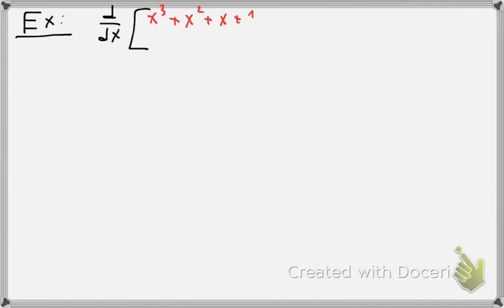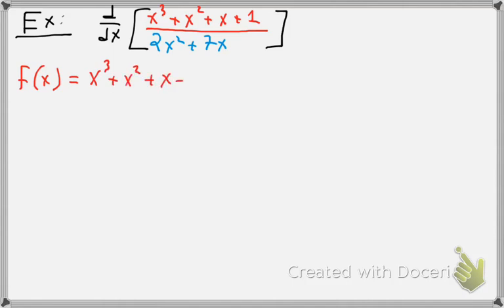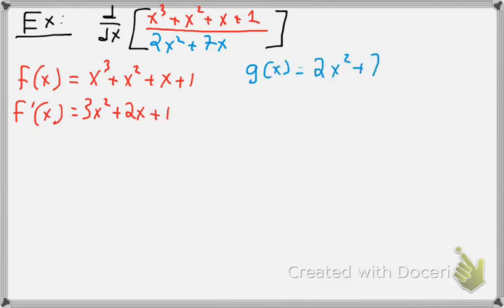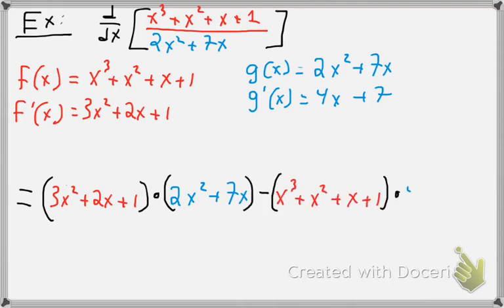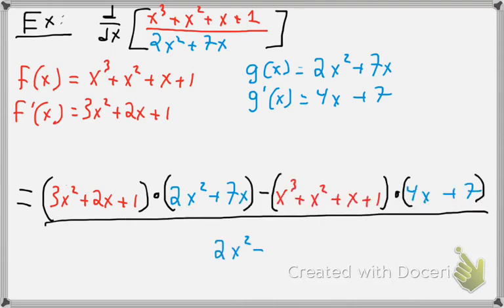Our second example. In the second example, our first function f of x is given as x cubed plus x squared plus x plus 1, and the derivative of that would be 3x squared plus 2x plus 1. Our second function, g of x, is given as 2x squared plus 7x, and its derivative is 4x plus 7.